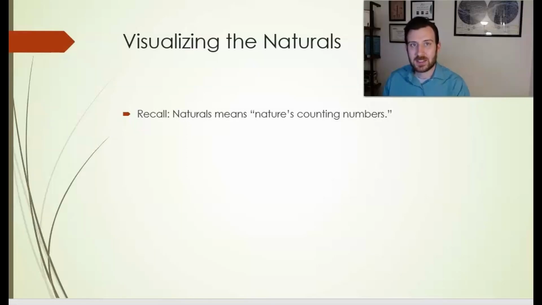The naturals are the easiest of the numbers. They're given their name because they are nature's counting numbers. They're 1, 2, 3, etc.